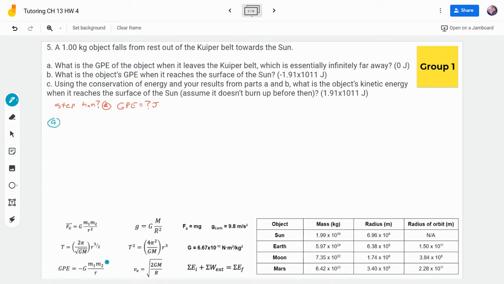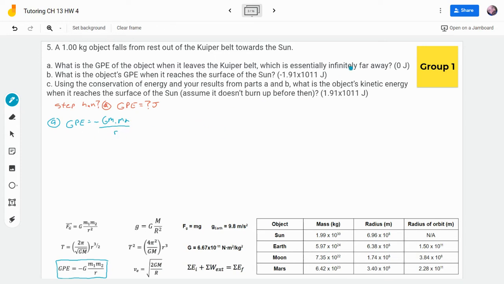our new formula for GPE. The Chapter 9 version is for like when you're lifting things up from near the surface of the Earth and letting them go. This is the equation you have to use when things are starting at astronomical distances, when things are in orbit and things like that. So our formula is this. GPE is equal to minus big G, mass 1, mass 2 over R.